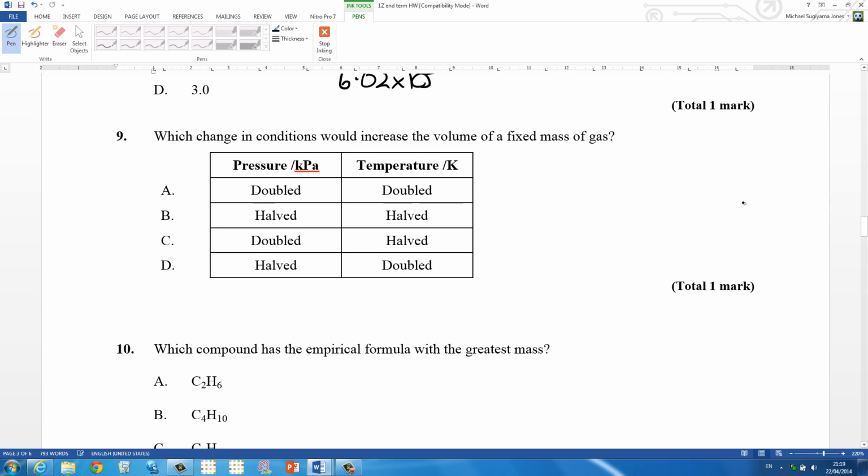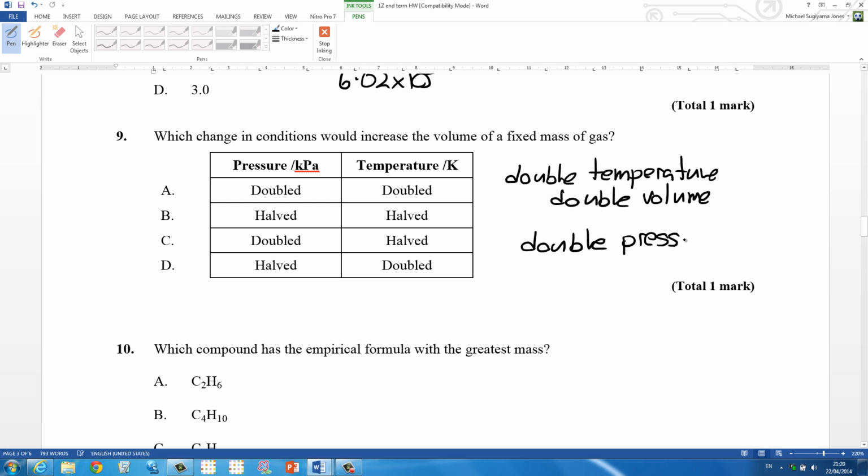Right, we're on to a gas question next. How would you increase the volume of a fixed mass of gas? So you have two conditions. You have pressure and temperature. So basically, if you double the temperature, you double the volume. And if you double the pressure, you halve the volume. Boyle's law and Charles's law.